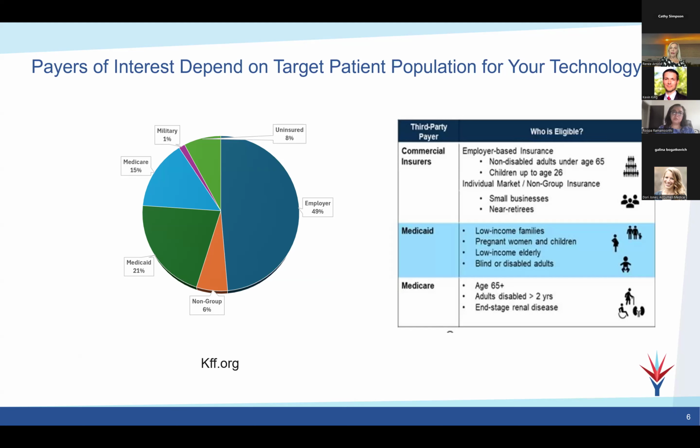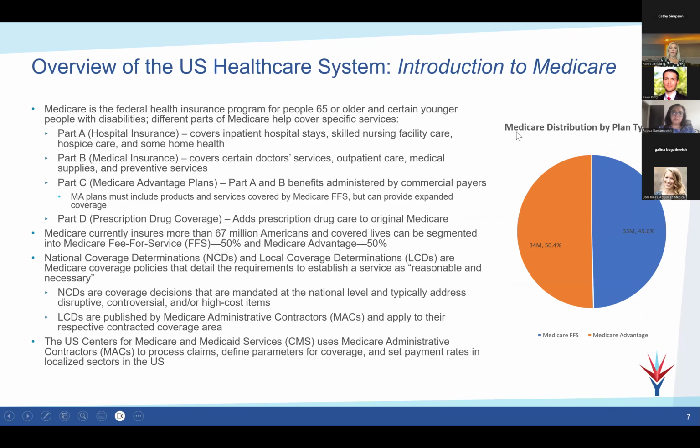You can see on this graphic that employer-based insurance, mostly commercial insurance, makes up about half of the different types of payment mechanisms in the US, followed by Medicaid about 20% or so, Medicare 15%, and then others. Medicare is the federal health insurance program for people 65 or older and certain younger people with disabilities. It was the first program to actually bundle care for end-stage renal disease.